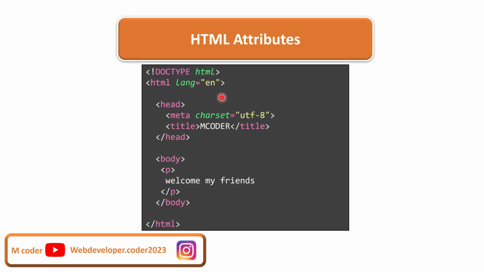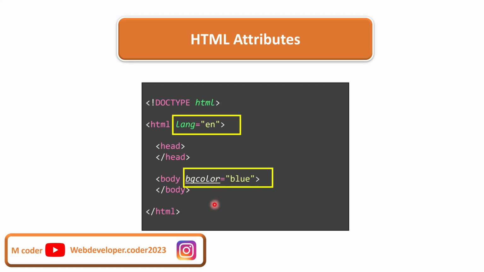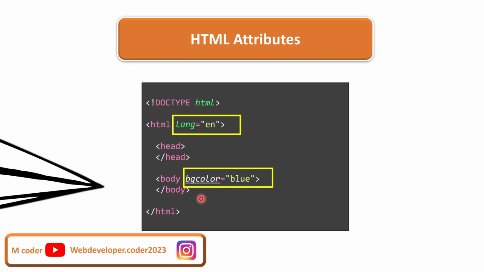In the body open tag, we have an attribute called bgcolor. bgcolor stands for background color. We use this attribute to color the background. Now we enter VSCode and try this part.